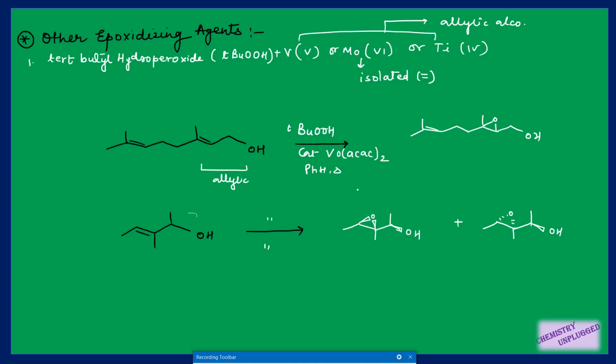But what is the use of this example here? That this stereoselectivity is much better in the case of the vanadium complex, where you will get a 90:10 ratio of these two products. If you are using MCPBA only, then you will have a 52:48 ratio. So they are better stereoselective in this reaction.